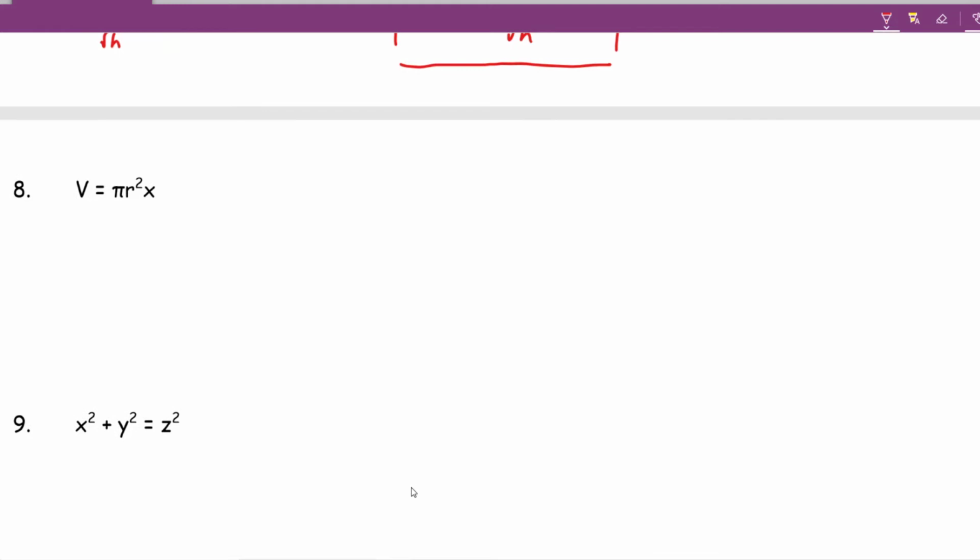Okay, question 8. So we've got this, I'm going to go at it. First of all, we're going to make x the subject, so we need to take all this as one big lump. This is all being multiplied, and we take it to the other side by dividing it. So that ends up being v over pi r squared equals x. Again, I like to write it in the form x equals v over pi r squared.